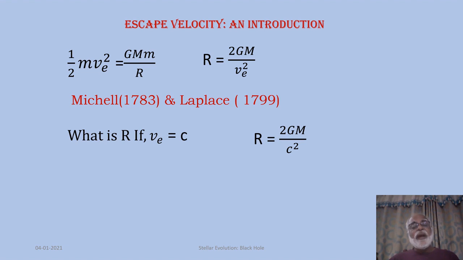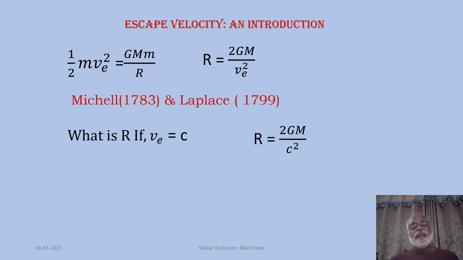Alternately, one can even rewrite this expression and say what should be the radius of an object of mass m whose escape velocity is v_e. So this is a well-known classical expression. In the late 18th century, Michell and Laplace asked the following question.